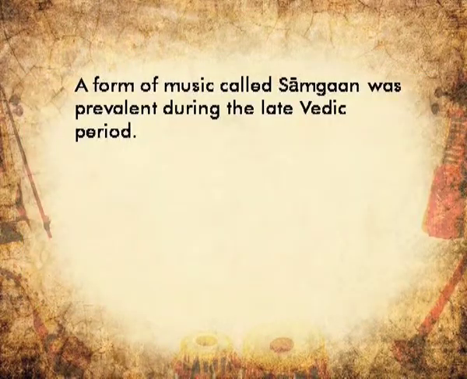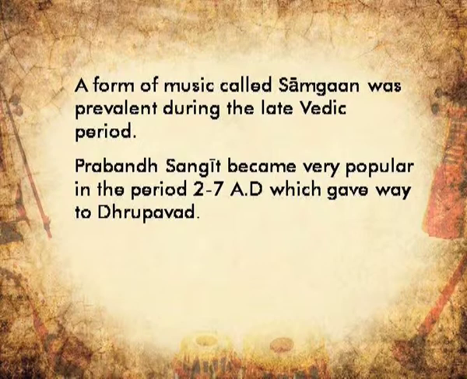A form of music called Samgaan, which involved the chanting of verses and hymns set to musical patterns, was prevalent during the late Vedic period. A form of music called the Prabandh Sangeet, which was written in Sanskrit, became very popular in the period 2 to 7 AD. This gave way to a simpler form known as Dhrupad, which used Hindi as a medium for the first time.